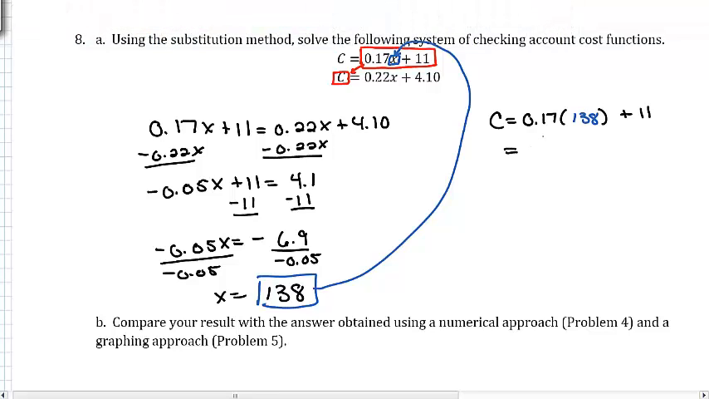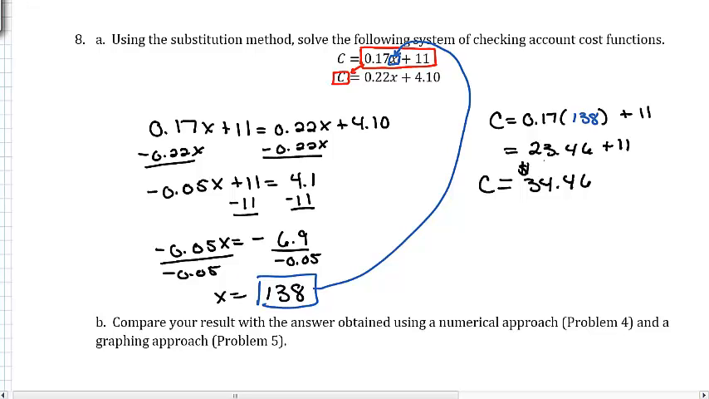0.17 times 138 gives us 23.46, and then plus 11 gives us a cost of $34.46.